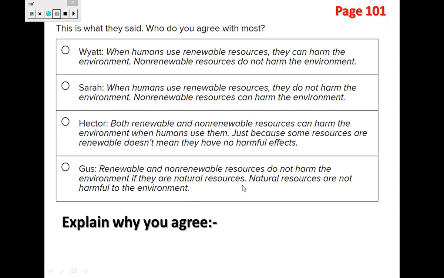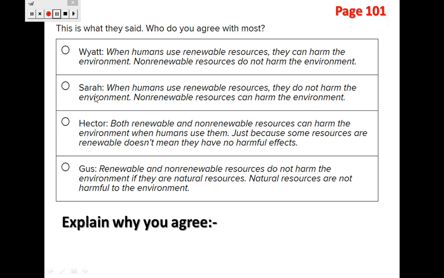Okay, the first one, he said, when humans use renewable resources, they can harm the environment. Non-renewable resources do not harm the environment. So he is saying that renewable resources such as the sun, the wind, water, all of that can harm the environment, but using non-renewable resources such as coal, oil, and natural gas do not harm the environment. If you agree with what he said, please shade the circle in here.